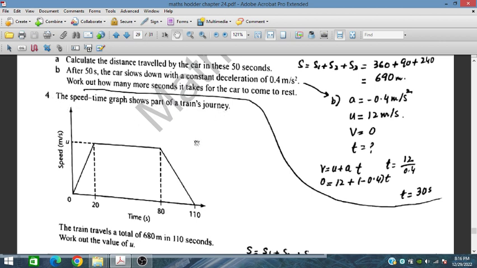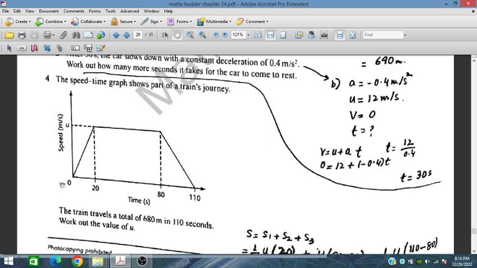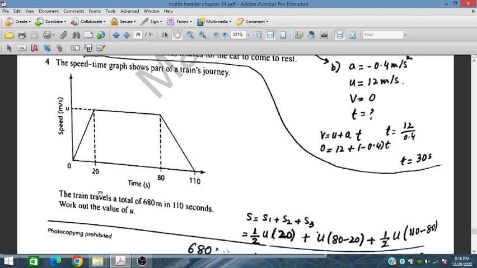This speed-time graph shows part of a train's journey. This is question number 4. Initially the speed was increasing. This is u, the speed, and for the duration from 20 to 80 the speed was constant, and after that the speed decreases to 0. So it was accelerating, at constant speed, and then decelerating to the next stop.